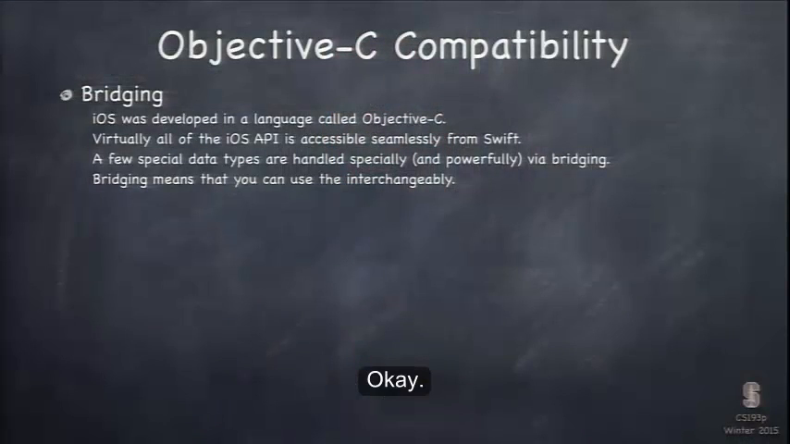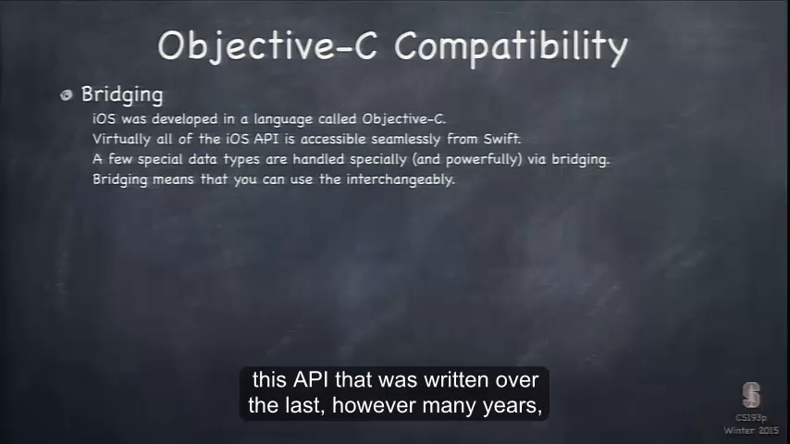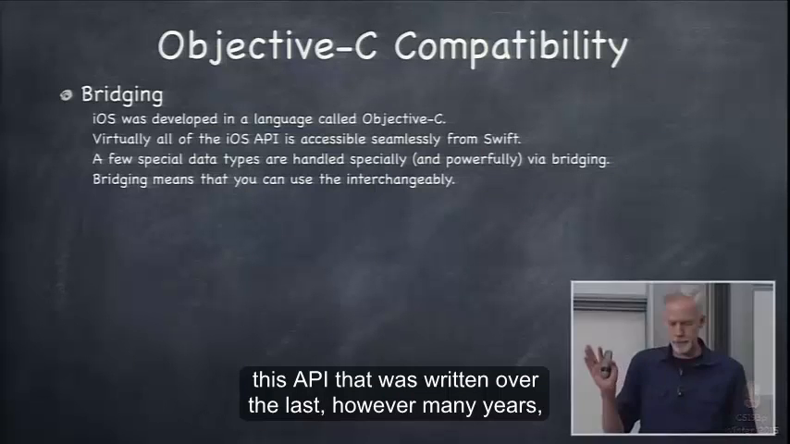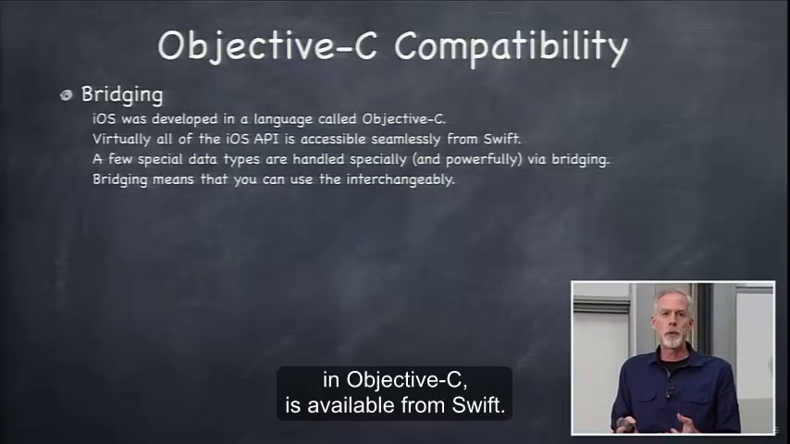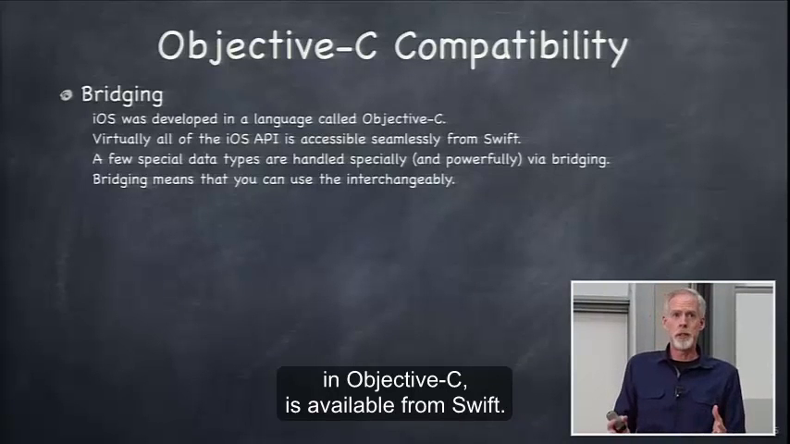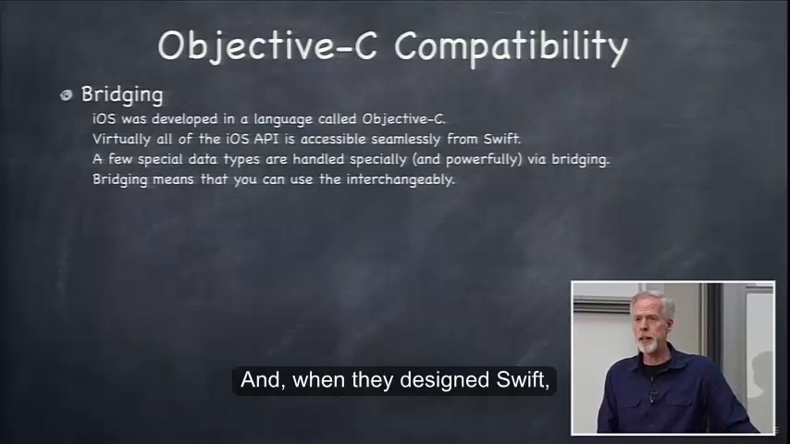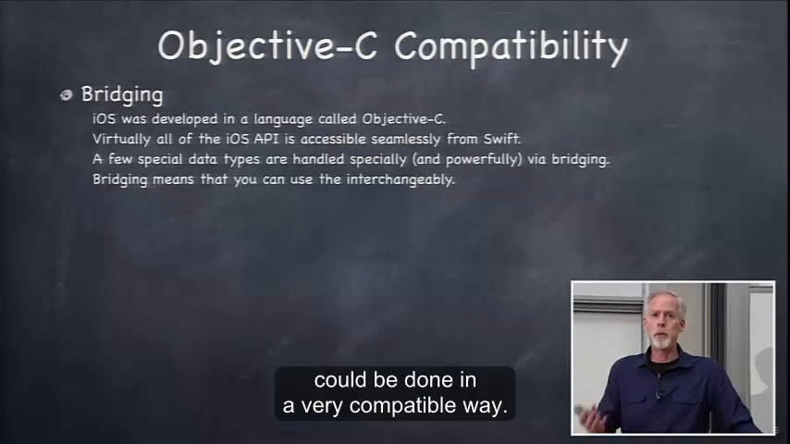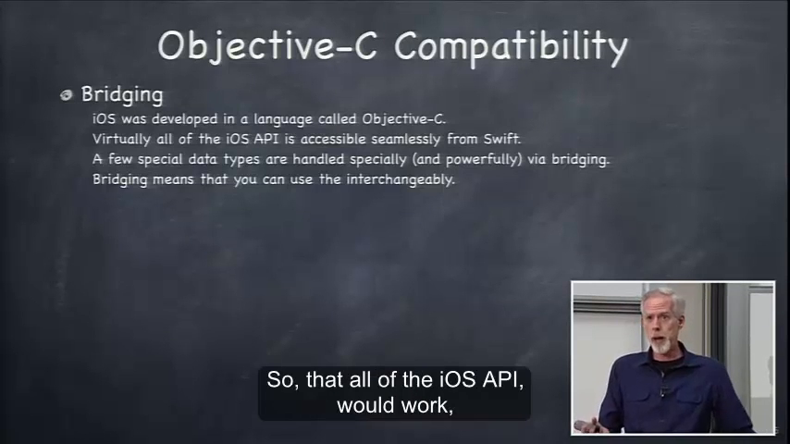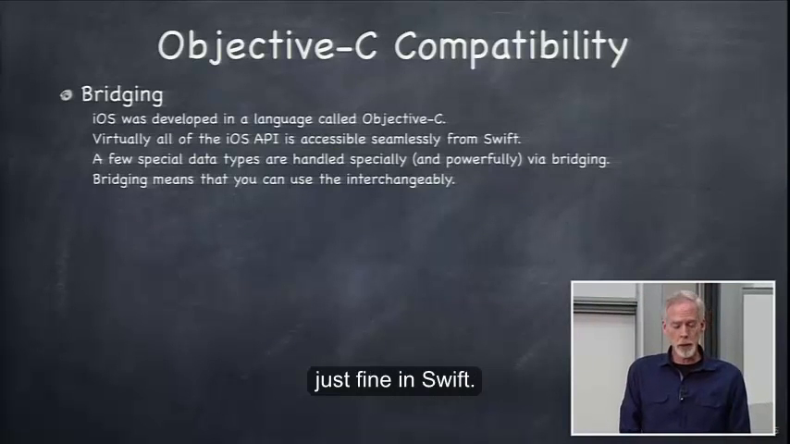Okay, so Objective-C compatibility. So virtually all the iOS API, this API that was written over the last however many years in Objective-C, is available from Swift, and you can't even tell the difference. Okay, it's just kind of automatically made available. And when they designed Swift, they went to a lot of trouble to make sure that it could be done in a very compatible way so that all of the iOS API would work just fine in Swift.